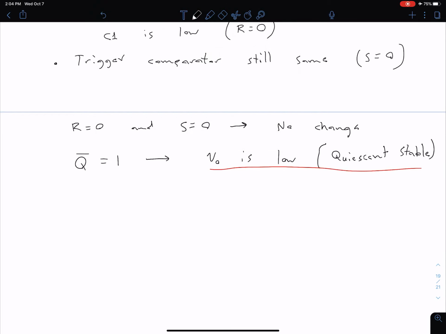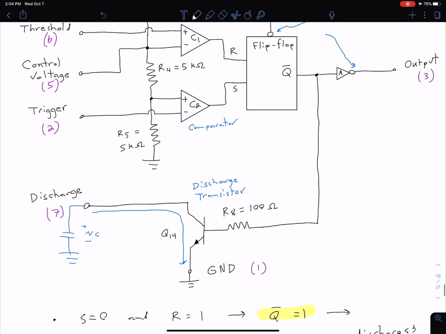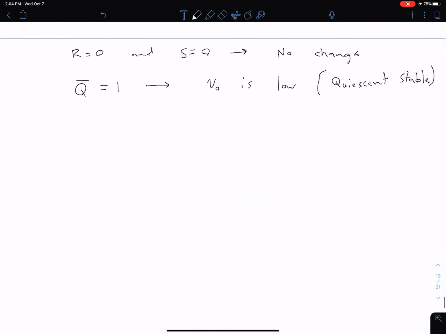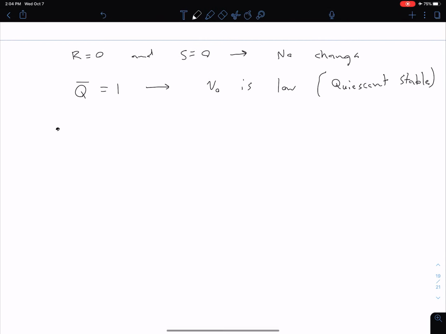Okay, so now what we want to do is consider this negative going pulse. So now we're going to say, all right, this input voltage is dropping down to some lower level. So let's see what happens when we do that. So we're going to consider a negative going pulse.